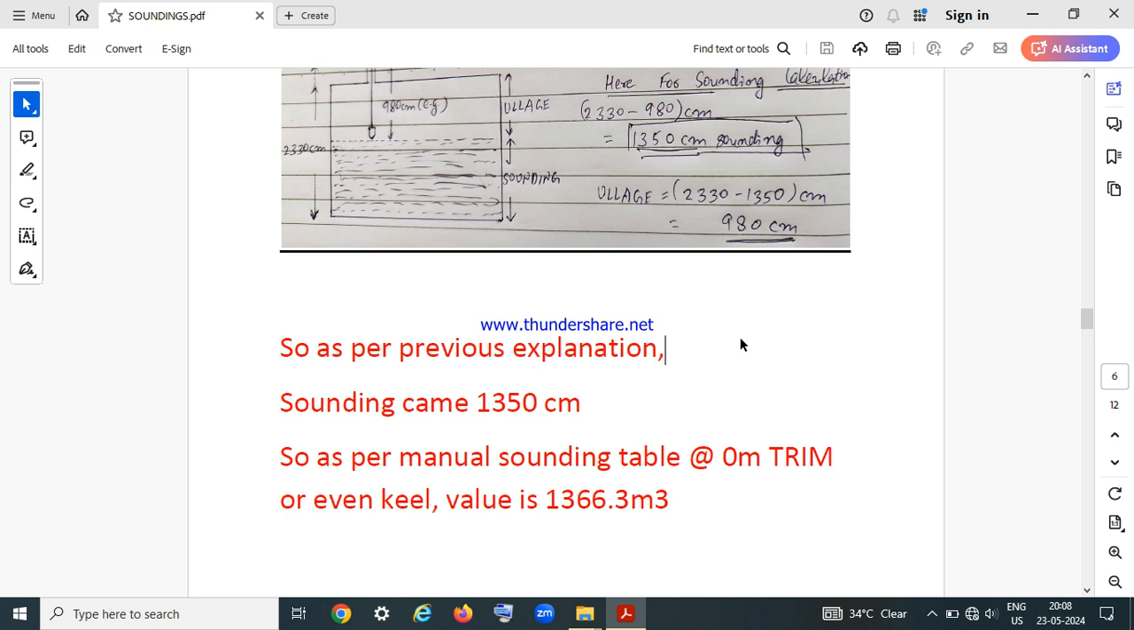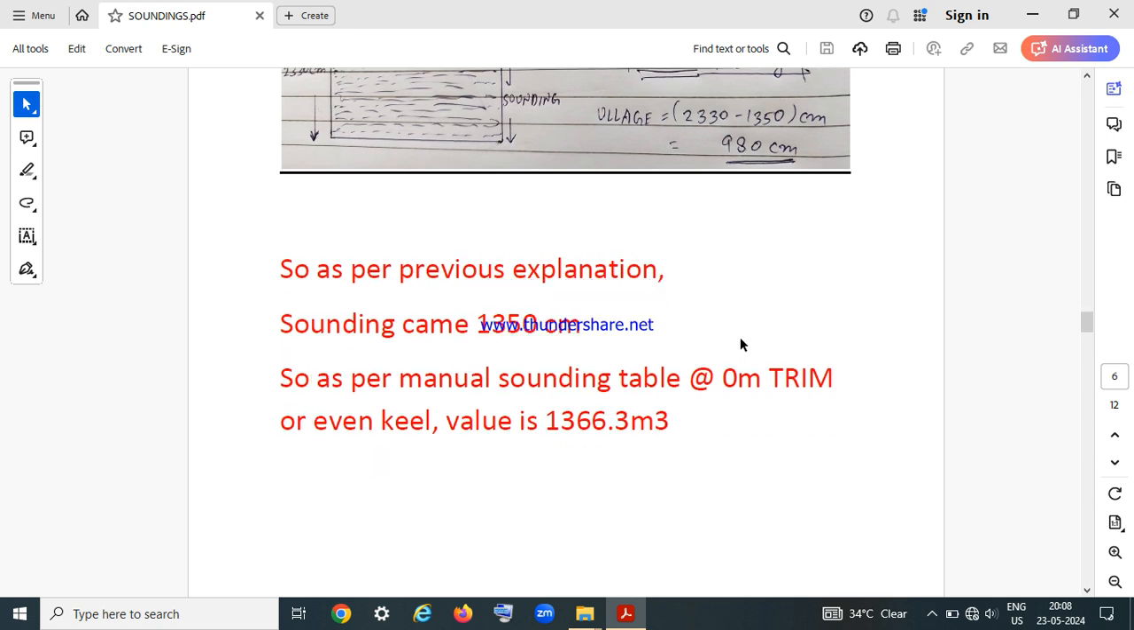Suppose the deck people or the second officer gave me a forward draft of 5.4 and an aft draft of 6.6. So the difference between both of them is 1.2. It will be negative because our aft draft is more than the forward draft. So trim by aft means negative. At negative trim, then you have to calculate. But here we are considering it is showing zero trim.